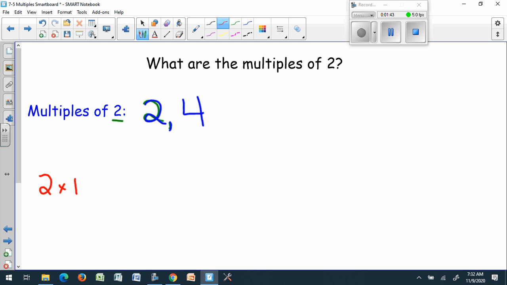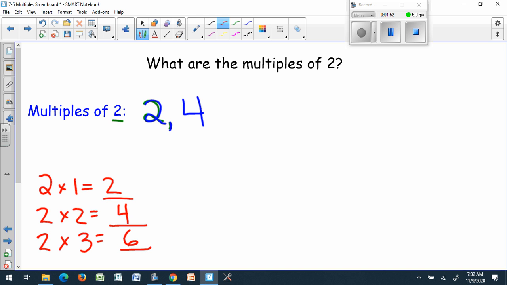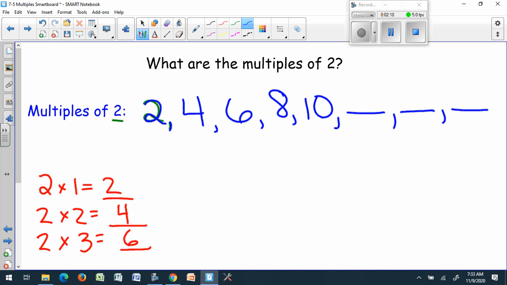2 times 1 is 2. That's our first one. 2 times 2 is 4. That's our second. 2 times 3 is 6. That is going to be our third multiple. And it's going to keep going in that pattern. Remember, this is a pattern. So 2, 4, 6, 8, 10. Can you pause the video and fill in your notebook, what are the next 3 multiples of 2?